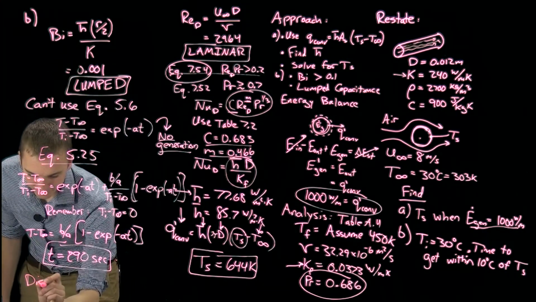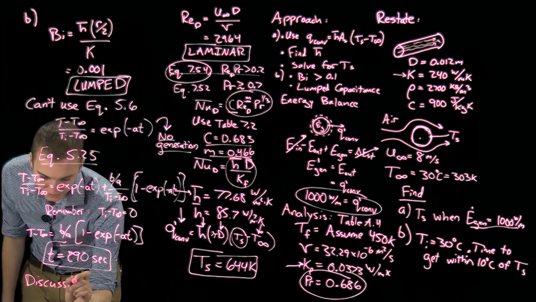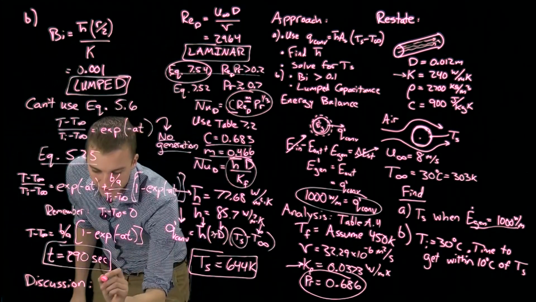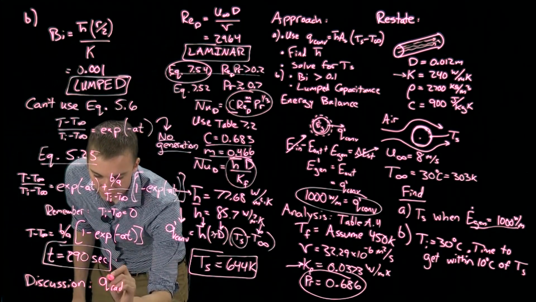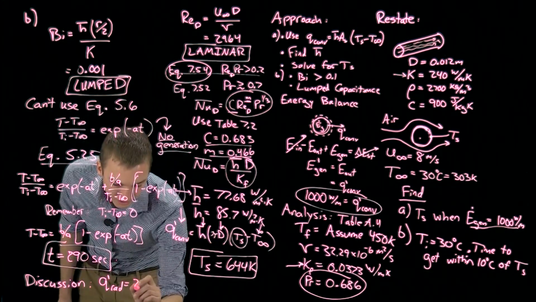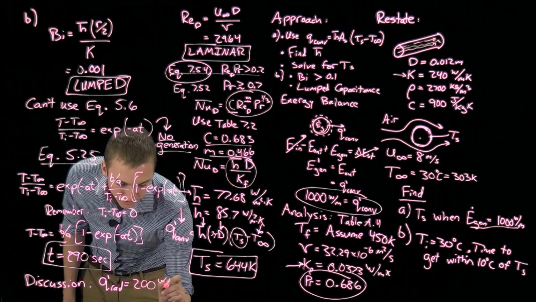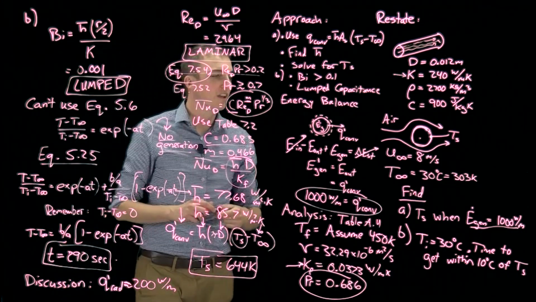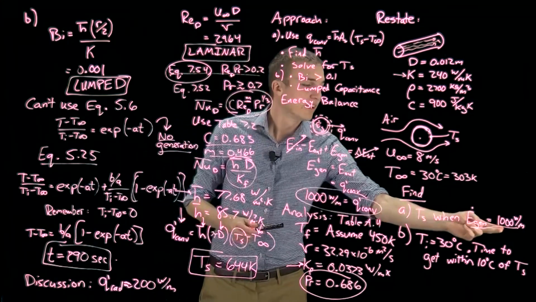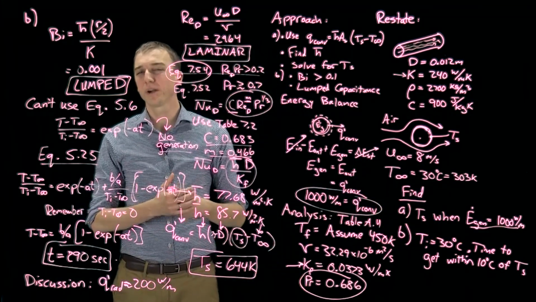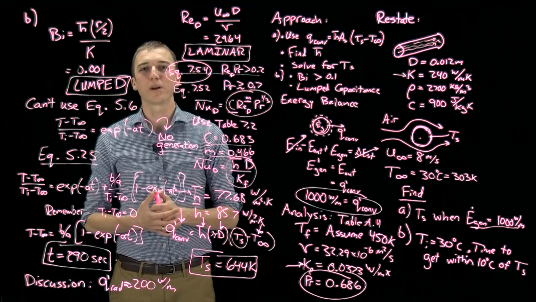Okay. Finally, as a matter of discussion, if you compute the radiative transfer from our surface, you will find that the radiative transfer is on the order of 200 watts per meter. I'll put in approximate, which, although less than 1,000, is still a fifth of that. So we actually probably should not have neglected radiation in this problem.